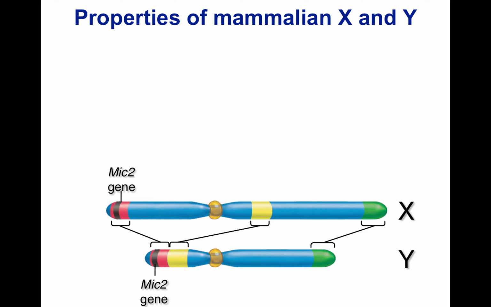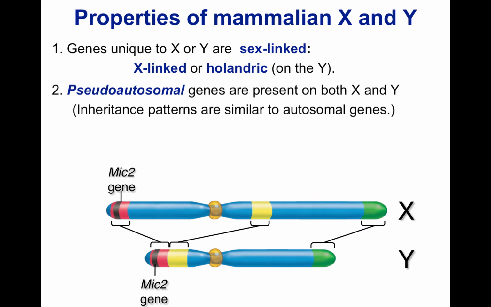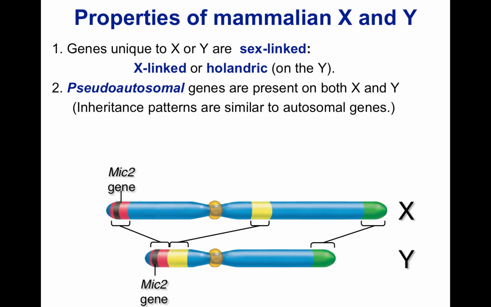There are properties of the X and Y chromosome that make them match up during meiosis, and other properties, of course, that maintain them as separate and distinct chromosomes. Genes that are unique to the X or Y chromosome are called sex-linked. They can be X-linked or holandric on the Y chromosome. And pseudo-autosomal genes are present on both the X and the Y. Their inheritance patterns are similar to autosomal genes.